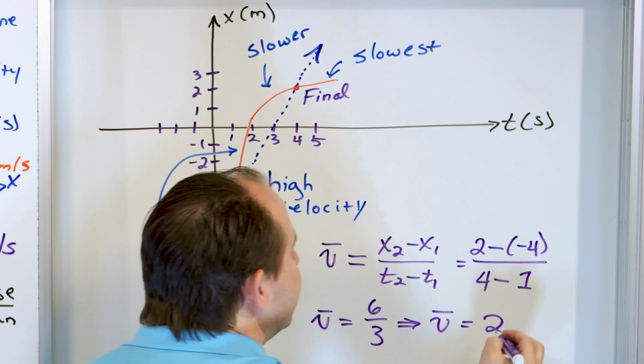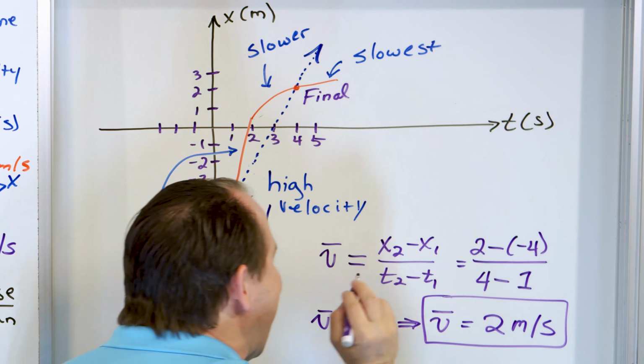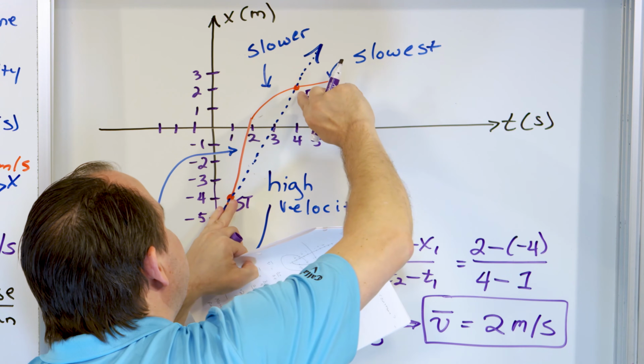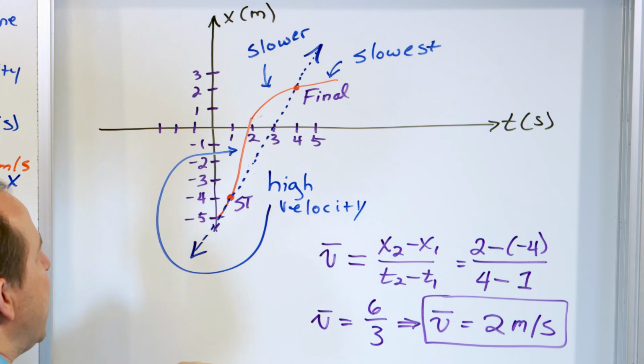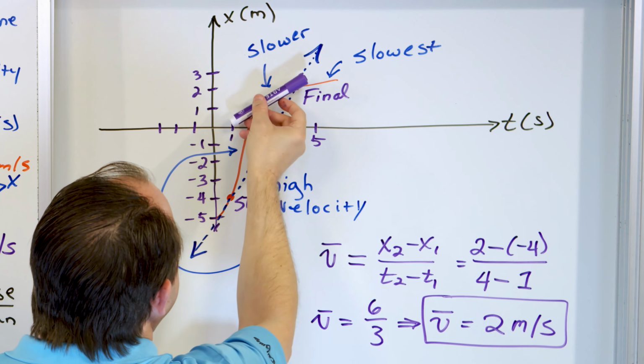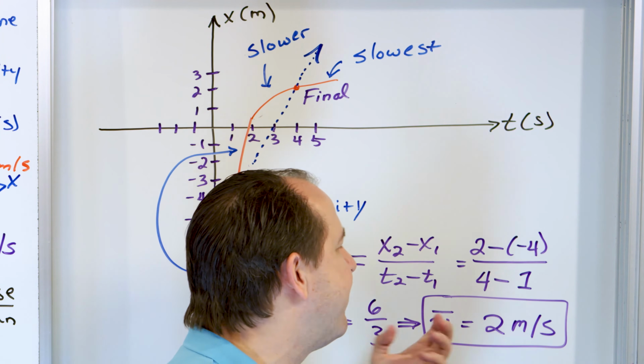2 what? 2 meters per second. This is the average velocity over this interval of time of this motion between these 2 dots. And basically we know that the actual speed was faster in this region and slower in this region, but as an aggregate, it covered a distance of 2 meters every second.